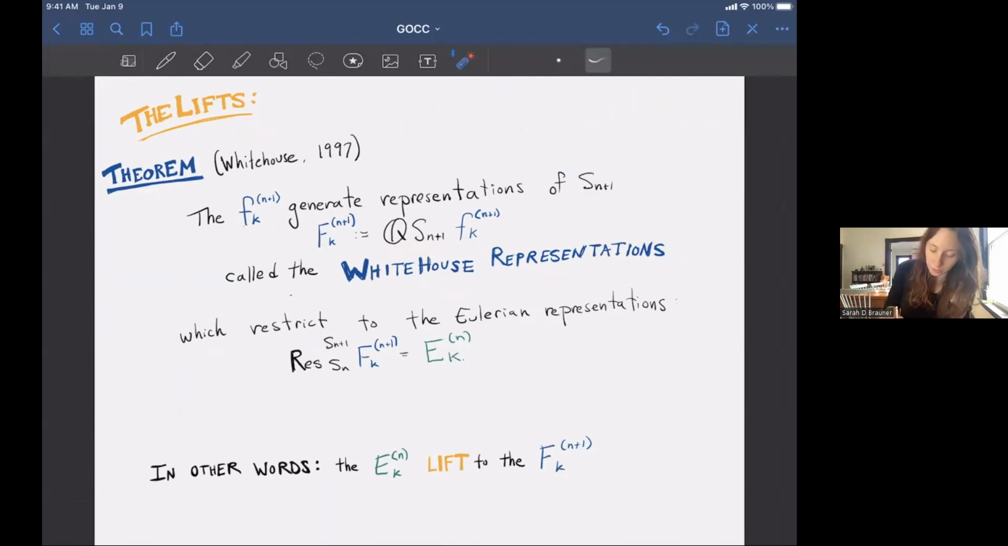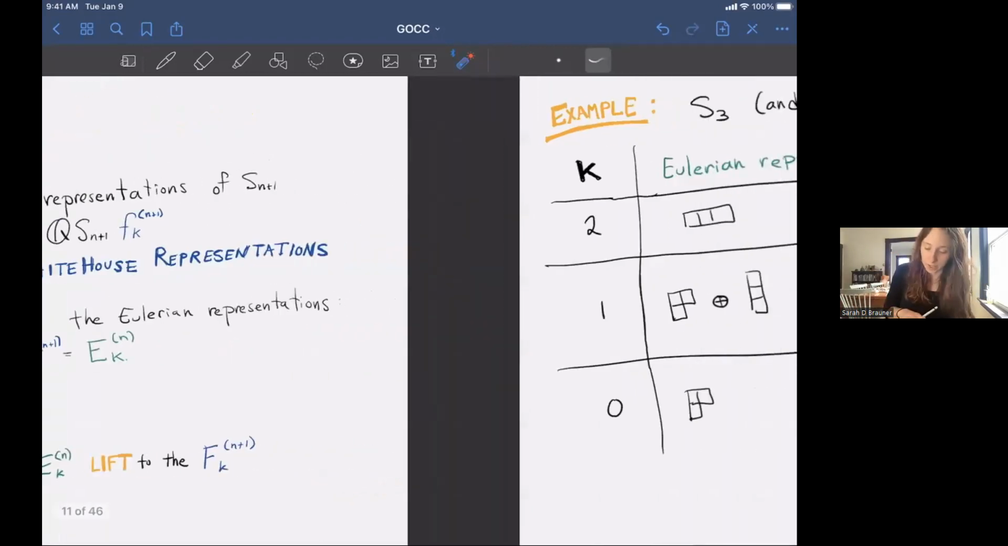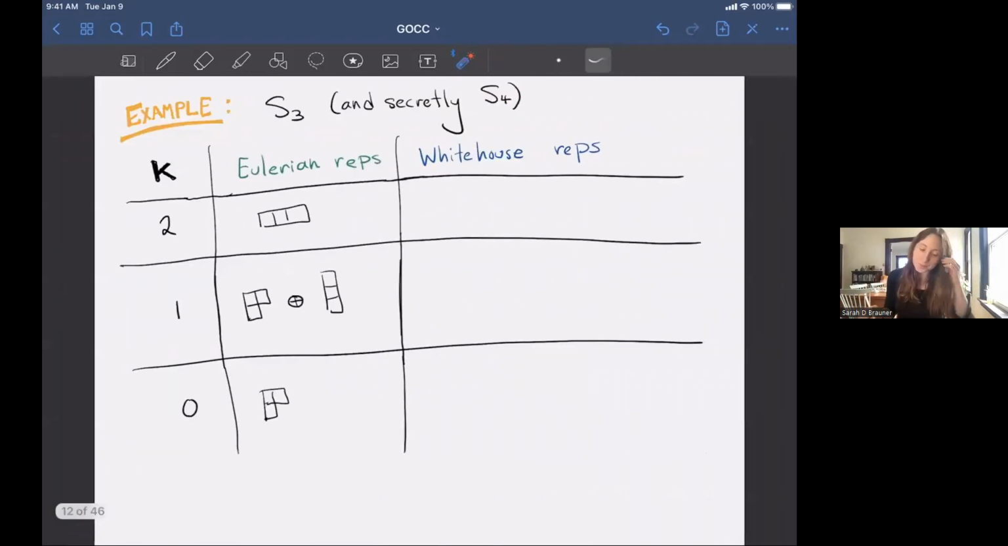And then she showed that those representations exactly restrict to our Eulerian representations. So in other words, these Eulerian representations have a lift to the Whitehouse representations. Okay, so this is very abstract. Let's do an example here.